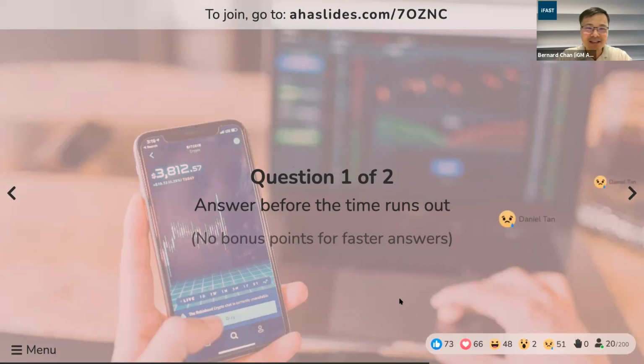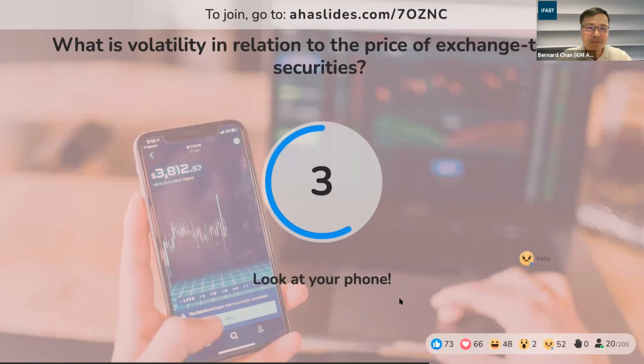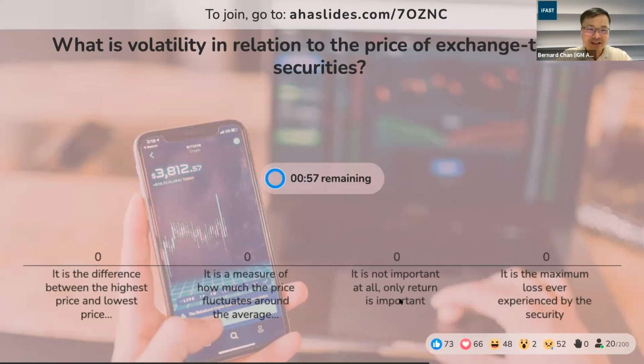The first question. We will have 60 seconds for everyone. What is volatility in relation to the price of exchange traded securities? 4 answers across for you. Please click on the right answer. While everyone is thinking about which is the right answer, it should be an easy question for many of you guys.